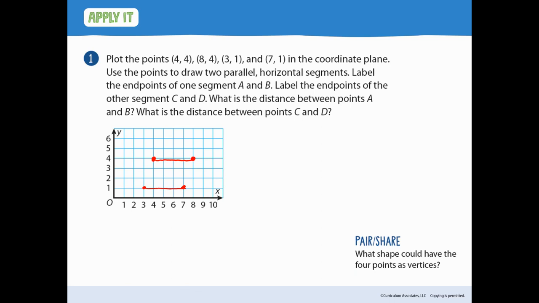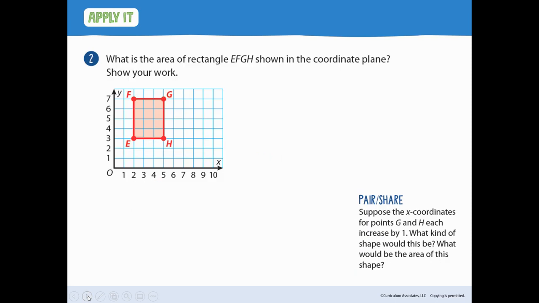Label the endpoints of one segment AB. So I'm just going to do that at the top. You can also do this at the bottom. And then label the endpoints of the other, C, D. What is the distance between A and B? Well, AB is going to be 1, 2, 3, 4 units. And CD is going to be 1, 2, 3, 4 units. And that is fully answering the question there, just finding the distance between those segments.